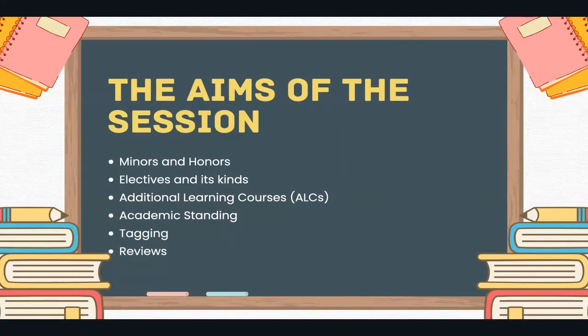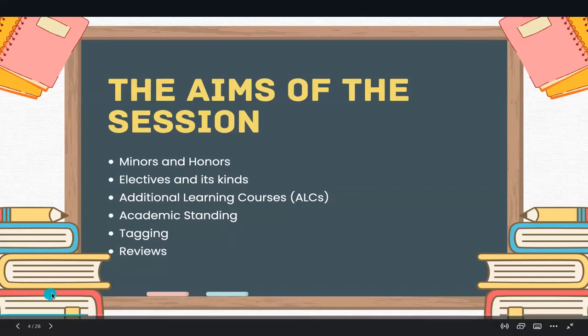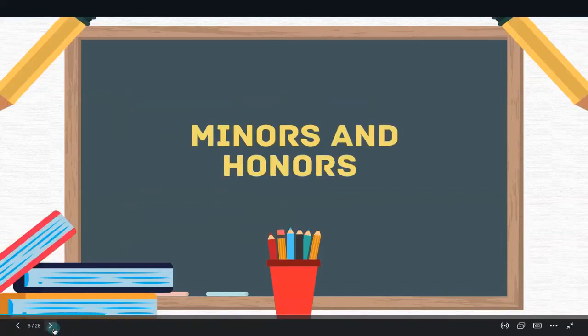So we'll begin. The aim of this session is to acquaint you with minors and honors, what exactly these terms mean, what the rules related to minors and honors are, what exactly the requirement is to complete any of these, and much more information relating to these. We'll also be covering electives: what are electives, what are the different kinds, and when can you take electives. We'll be covering additional learning courses, academic standing, tagging, and finally minor reviews.